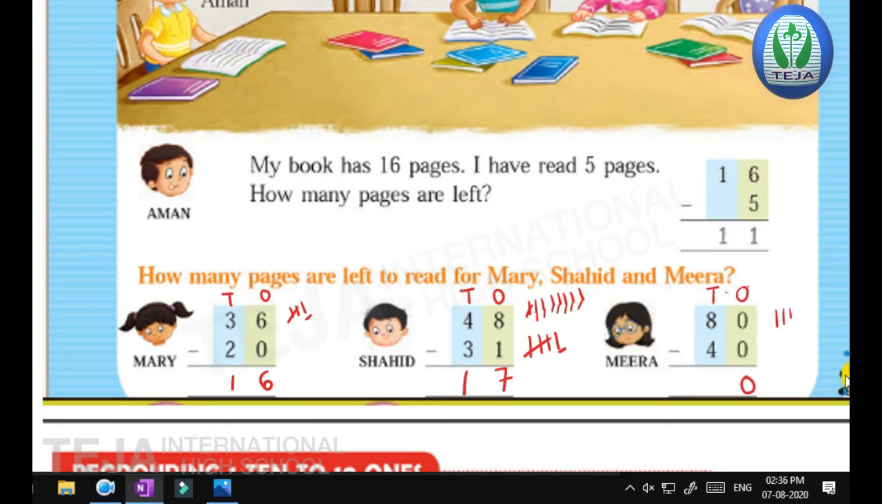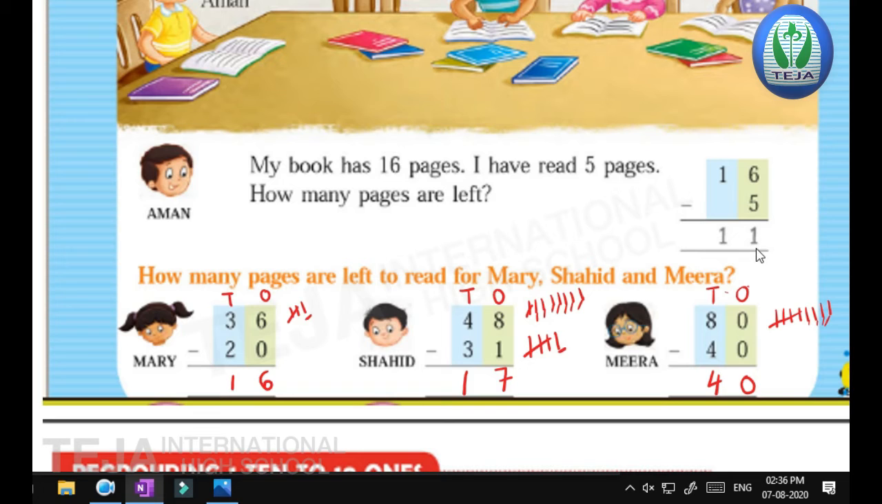Draw 8 lines. 3, 4, 5, 6, 7, 8. From 8 you subtract 4. 1, 2, 3, 4. If we strike off 4, how many lines are left over? 1, 2, 3, 4. That means 8 minus 4 equals how much, children? 4. Now how many pages in total does Meera have to read? 40 pages. Okay, children?